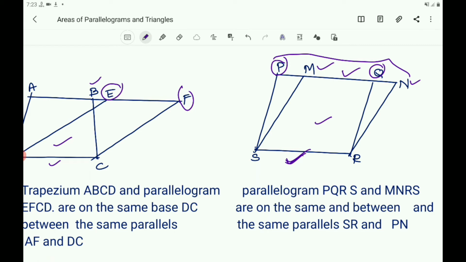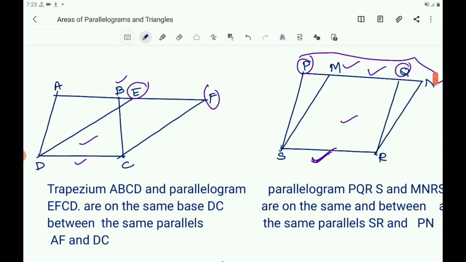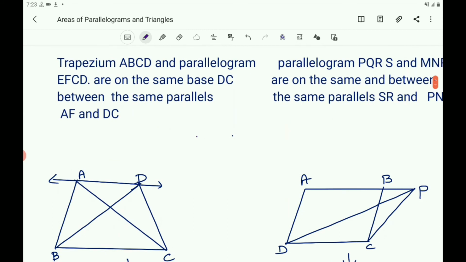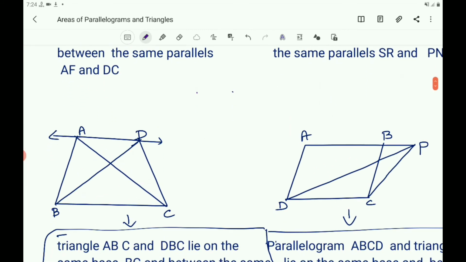So, what do we mean by figures on the same base and between the same parallels? Two figures are said to be on the same base and between the same parallels if they have a common base or common side, and the vertices opposite to the common base of each figure lie on a line parallel to the base. Then they are said to be figures on the same base and between the same parallels.